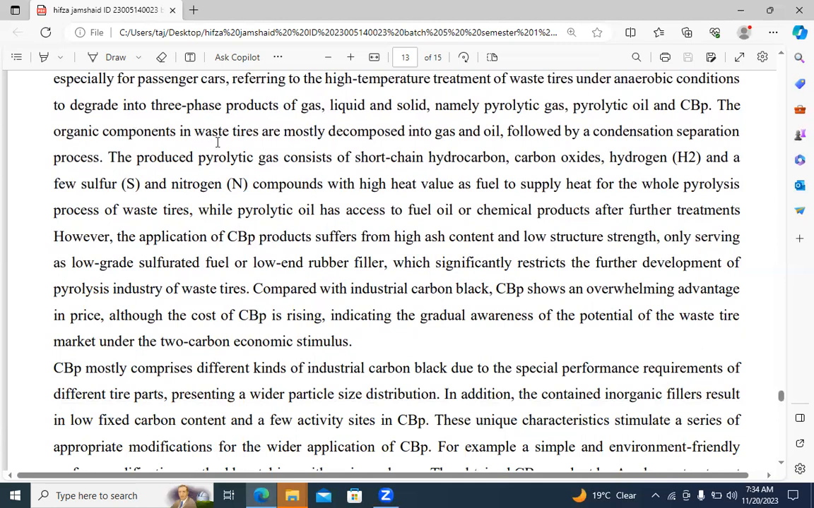So organic components in waste are mostly decomposed into gas and oil through condensation separation processes. They produce pyrolytic gases that consist of hydrocarbons, carbon dioxide, hydrogen, sulfur, nitrogen, and many other compounds that have high value as fuel for supply of heat. So we also use these processes for the waste.